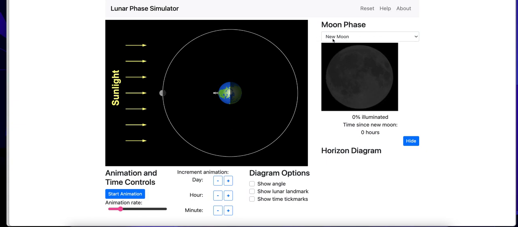new moon, and you'll see that these titles change as I play. When I start the animation, I'm going to start it at a very consistent rate so that I can stop and pause and explain things to you. But here is the start of a moon phase.